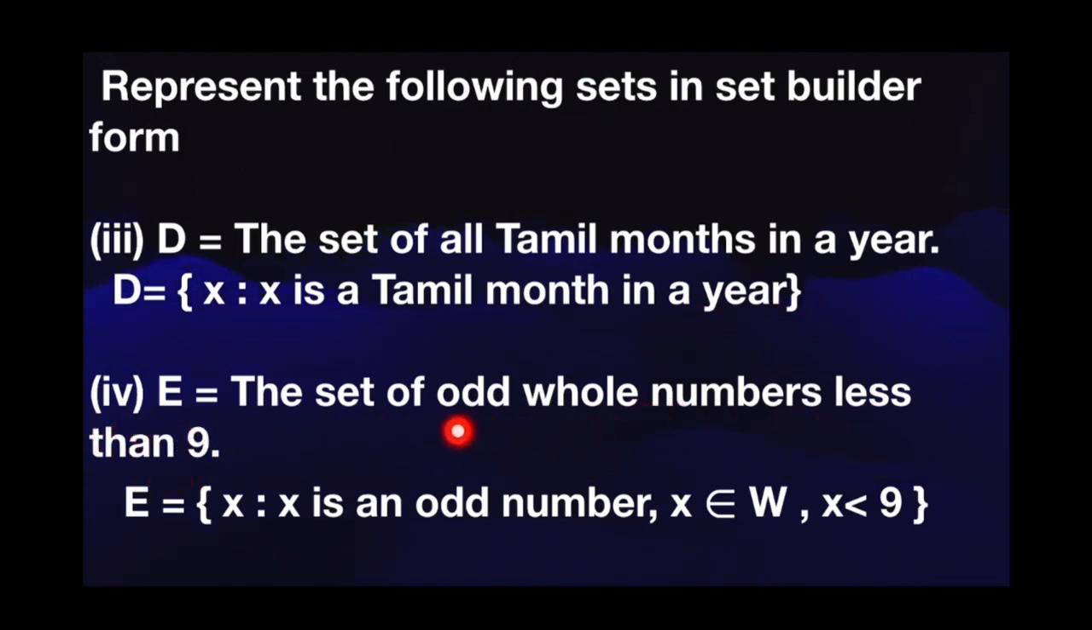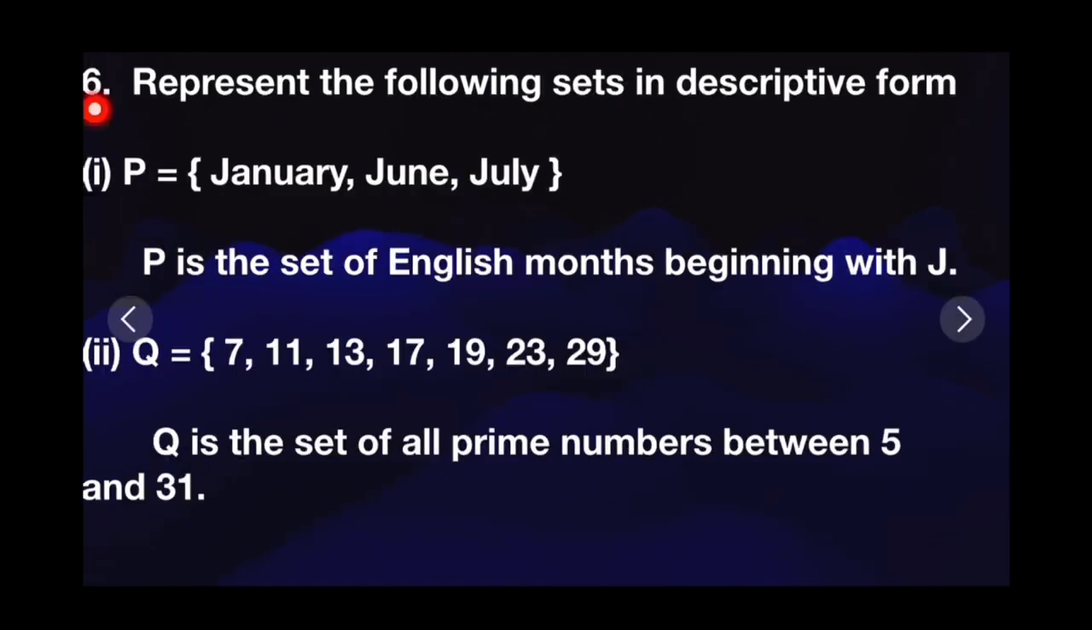So here there are 3 conditions. The number should be odd, it should be a whole number, it should be less than 9. So E is equal to x such that x is an odd number, x belongs to W, and x is less than 9.